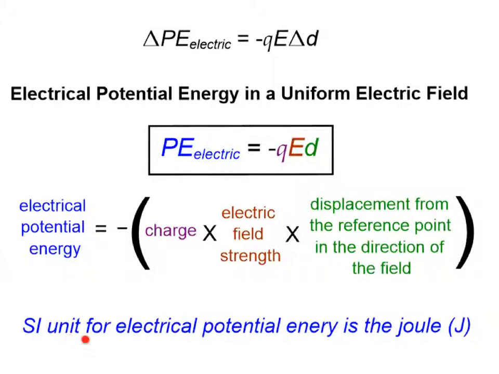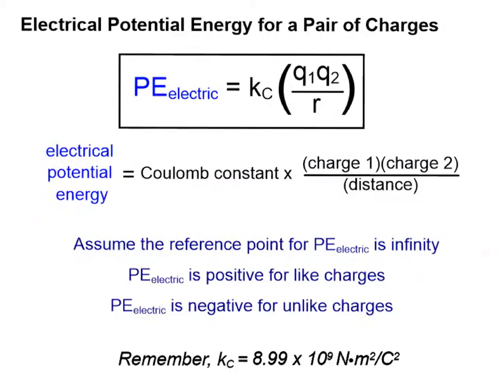The SI unit for electrical potential energy, like for all energy, is the joule. You can see that this equation is valid if we are talking about a single point charge. What if a second charge is placed nearby? We have to account for that in our potential energy, and so there's actually a different equation that we're going to use if we have a pair of charges involved. That would be this equation.